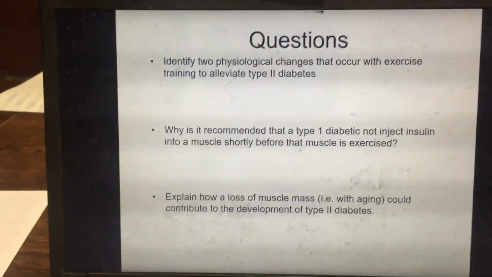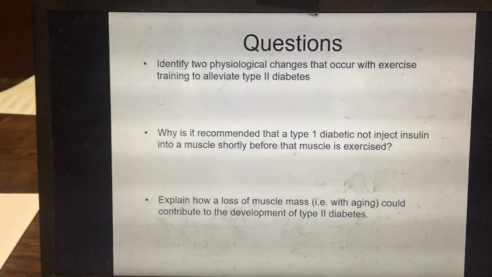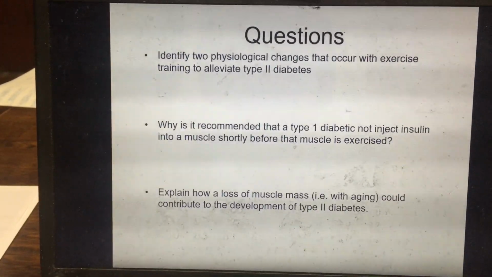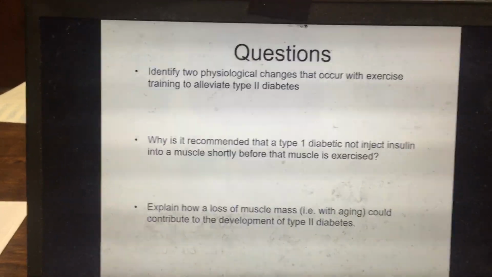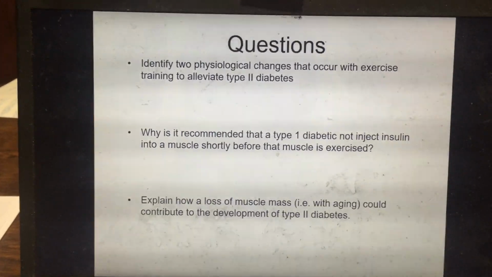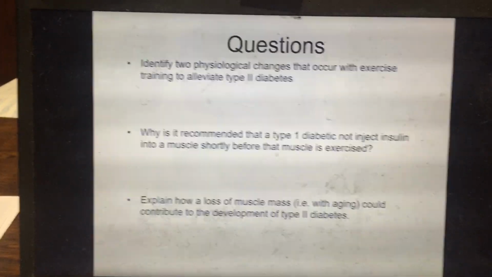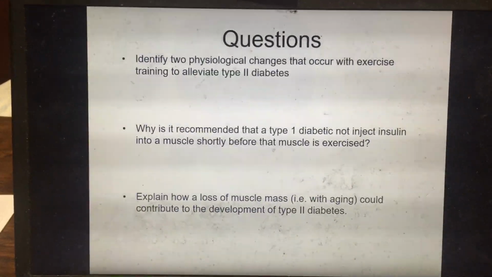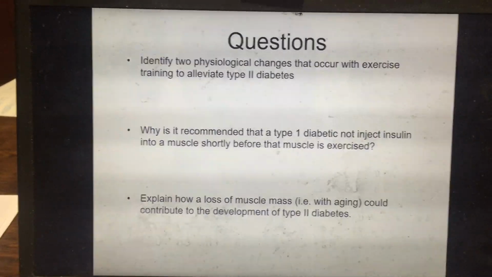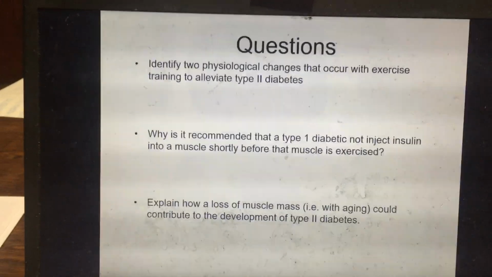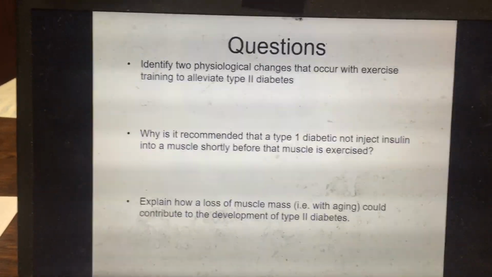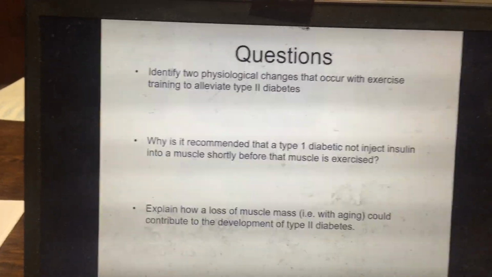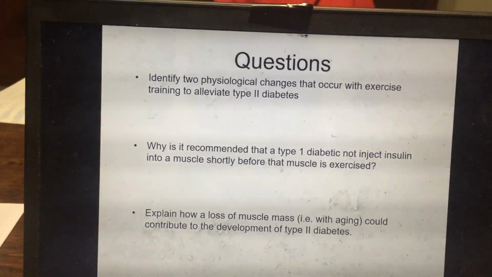So I've got a couple of other questions here that deal with glucose uptake or type 2 diabetes or diabetes in general. So the first question is, identify 2 physiological changes that occur with exercise training to alleviate type 2 diabetes. So I'm asking for 2 here, but you can probably list about 4 or 5 changes. So I'm going to go to the whiteboard for these.